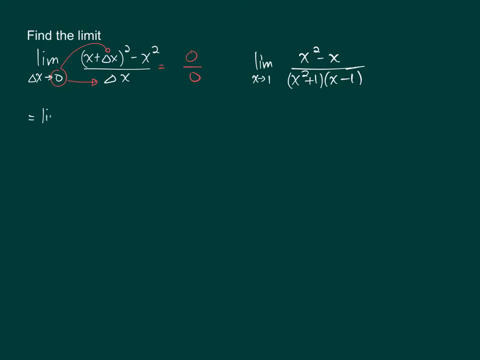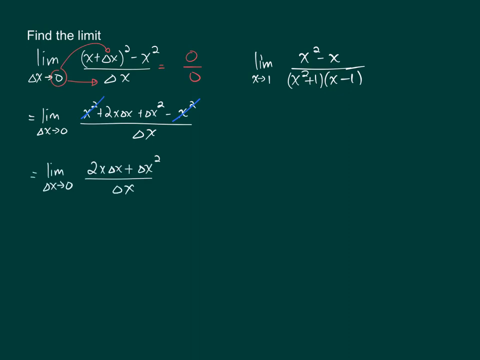So this will be equal to the limit as delta x approaches 0. It doesn't look like I can do much here except for maybe expand this binomial. So let's call that x squared plus 2x delta x plus delta x squared minus x squared all over delta x. And it looks like that since we expanded that binomial, we can now cancel an x squared with a minus x squared in the numerator. And now I'm going to rewrite the limit to clean it up. Here it is without those x squareds.